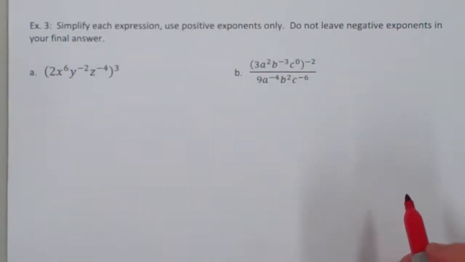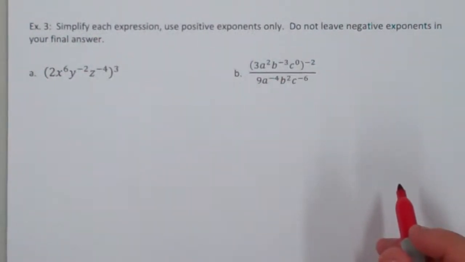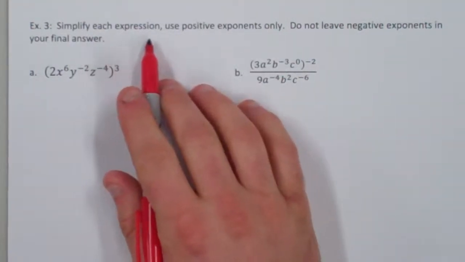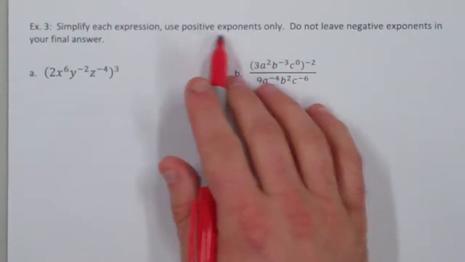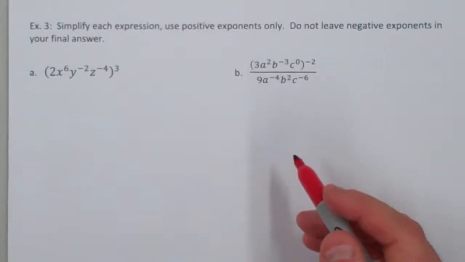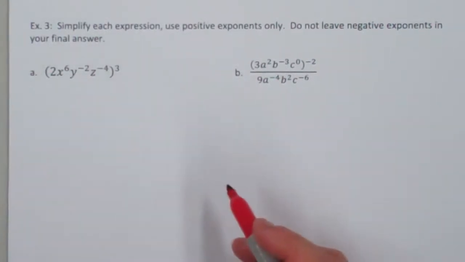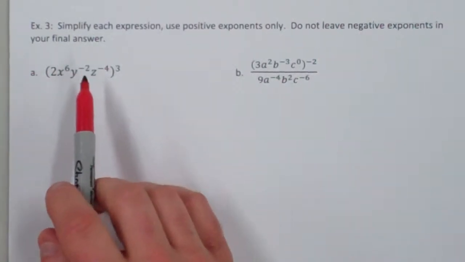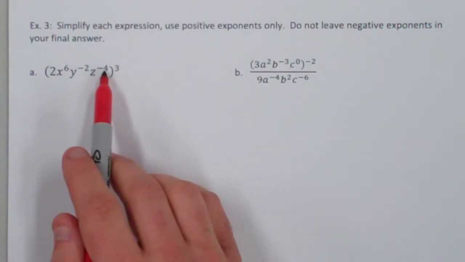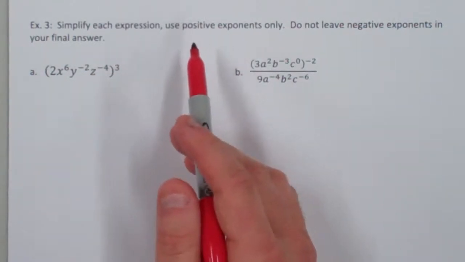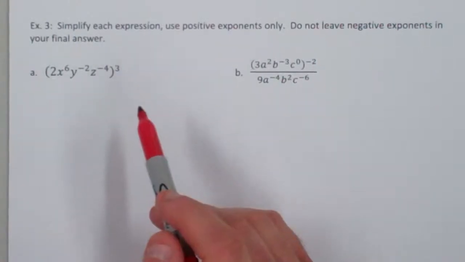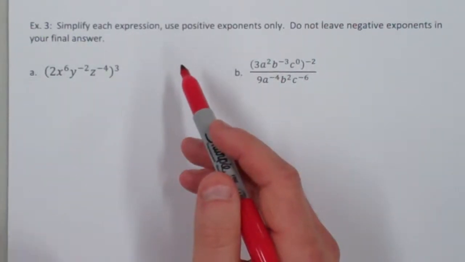Alright, example 3, same instructions as example 2. Simplify each expression and use positive exponents only. Do not leave negative exponents in your final answer. Alright, so if we take a look at A here, we can see right away that we do have some negative exponents. It's up to you whether you want to go ahead and move those to the other side of the fraction now or later.